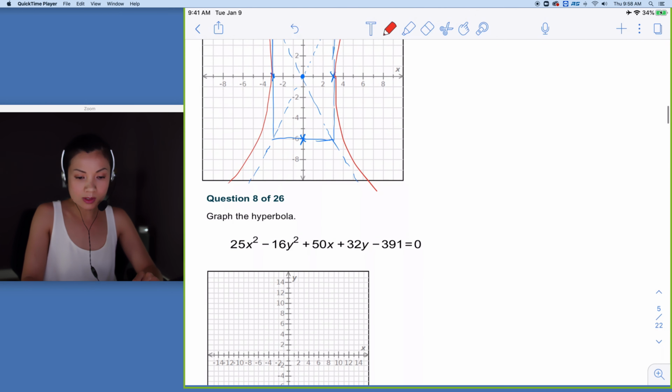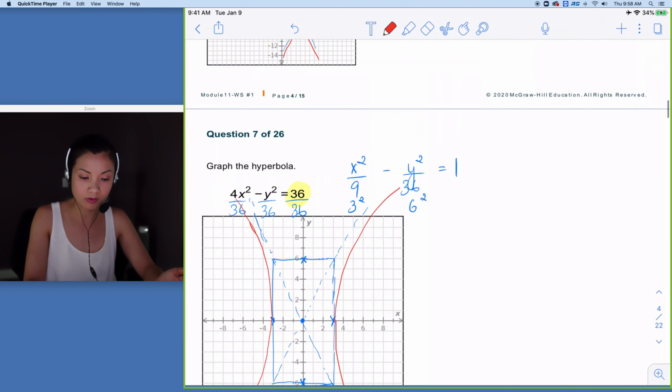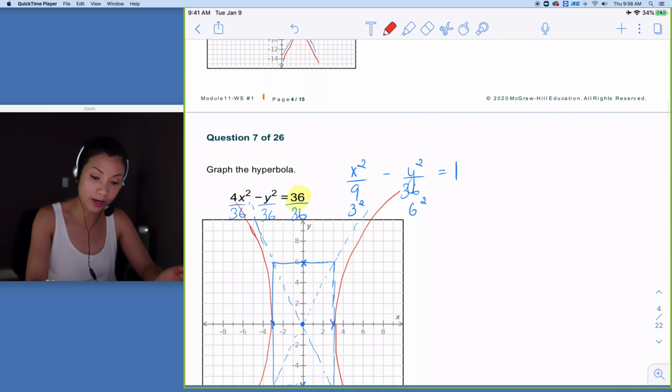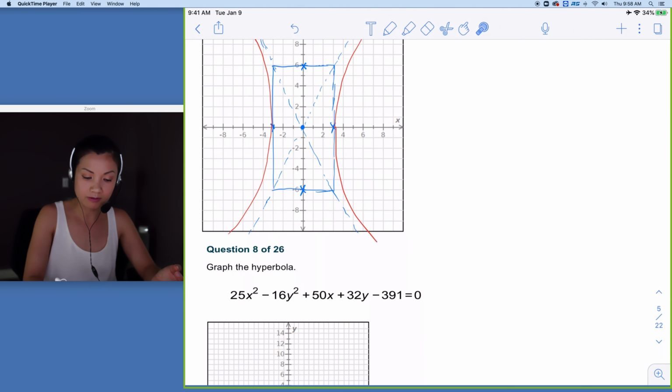Now, you see the other problem is easy. Even though it's not in standard form, it's still easy. You can just simply divide. For something like this, you're going to have to do more work because we do not have 1 for the coefficient. What you have is 25 and 16. Okay, so we're going to have to complete the square. So just like ellipses, we're going to complete the square.